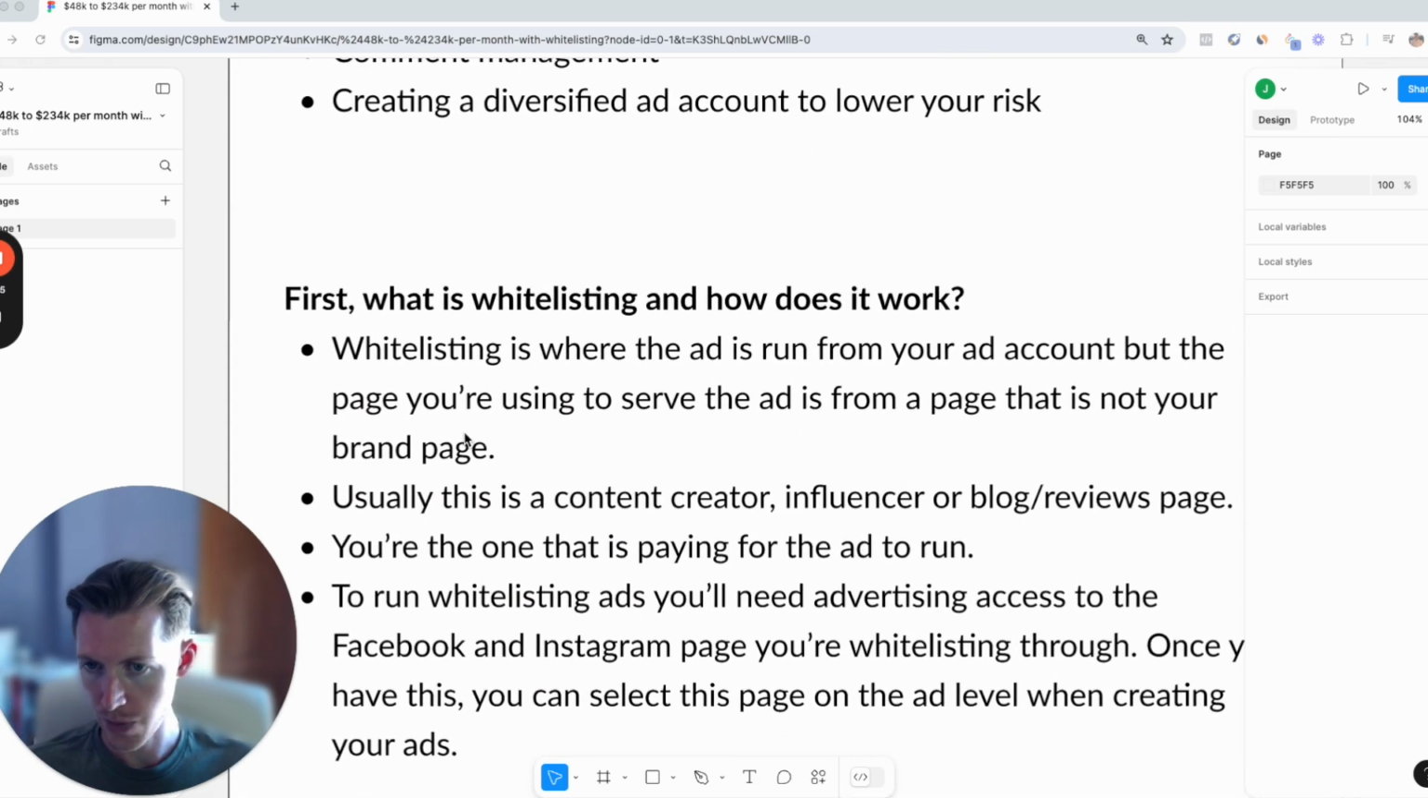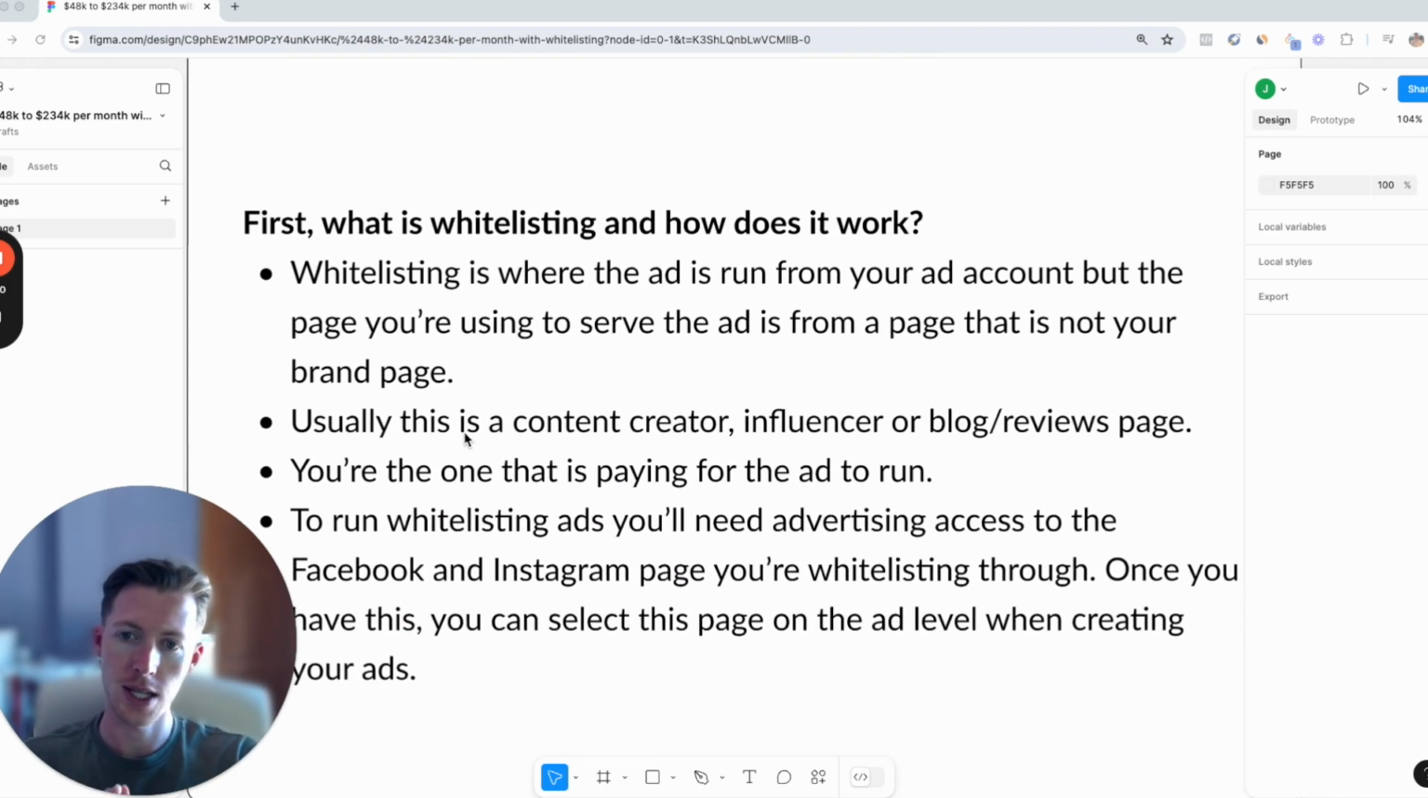First things first, what is whitelisting and how does it work? So whitelisting is where the ad is run from your ad account, but the page that you're using to serve the ad is from a page that is not your brand page, right? So the ads that you're running maybe on a consistent basis through your own pages, anything that's not through your pages is whitelisting, okay? And usually this is a content creator, an influencer, or some sort of blog or reviews page, and you're the one that is paying for the ad to run. The ads are just being served through that page, right?